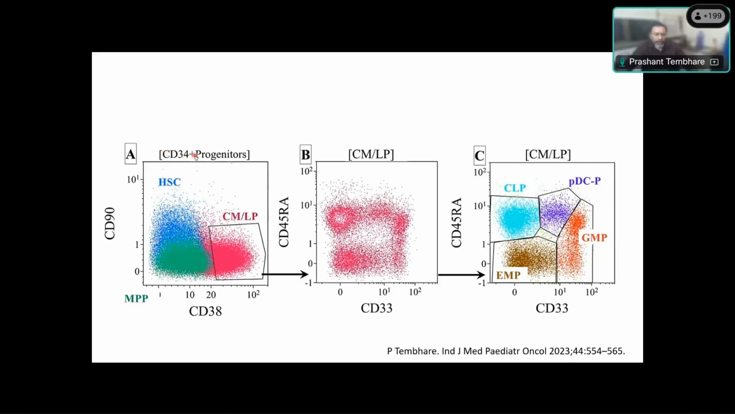The population which is 34 positive, 90 positive but 38 negative. Okay. Now a population of 34 positive cells, which is CD90 negative and CD38 negative, represented by green dots, is basically multipotent progenitors.